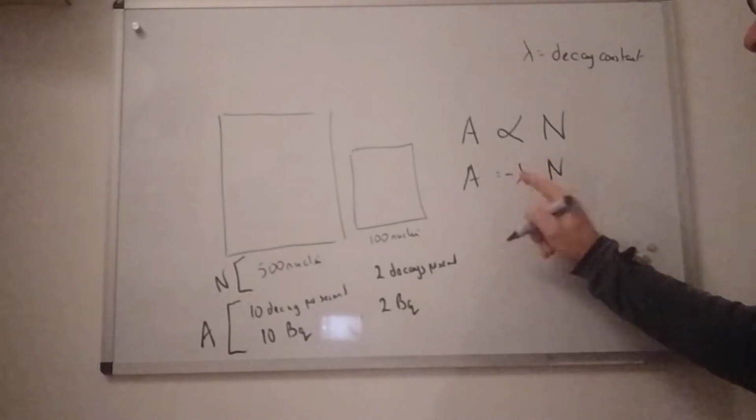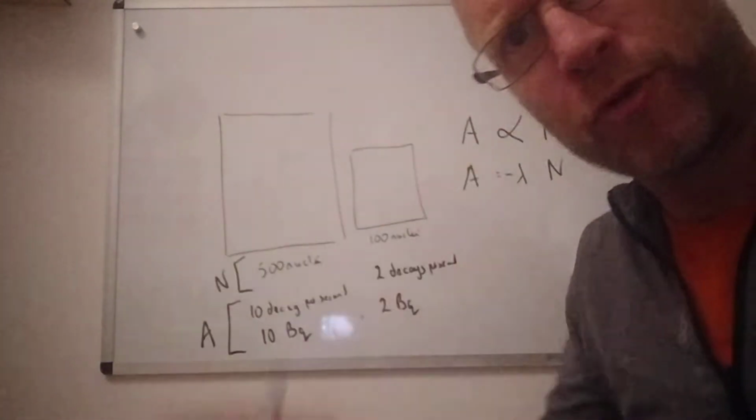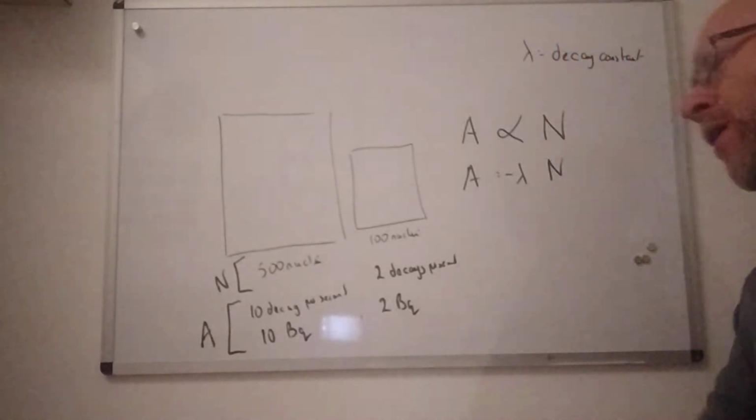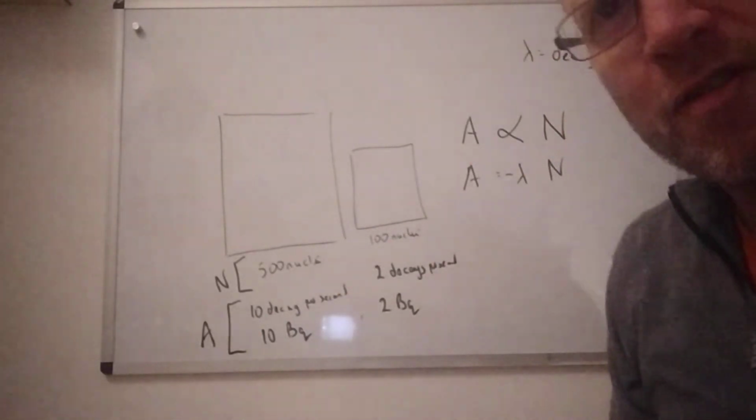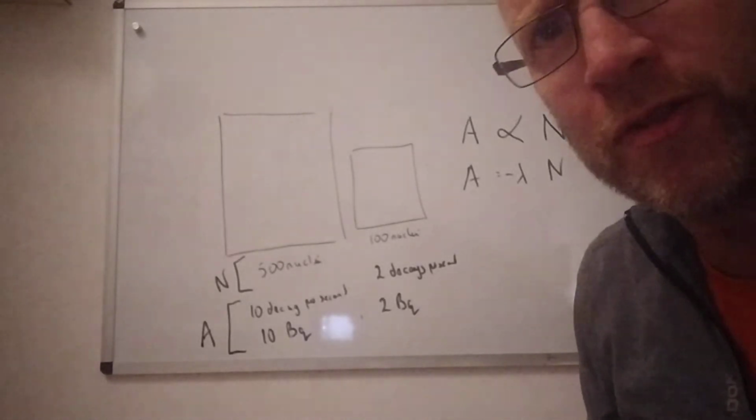Now the minus goes in because it's a decay, because the number is going down. Don't worry about the minus. What does lambda mean? What does the decay constant mean? Well, all it means is the fraction of the decay.